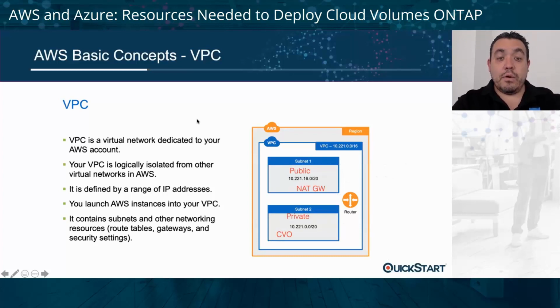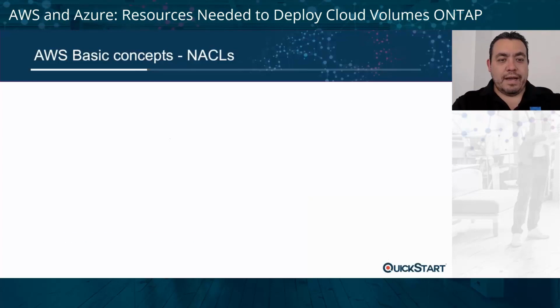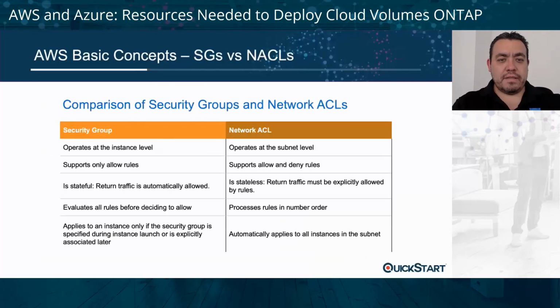Okay, and then your CVO needs to have a route to the NAT gateway so we can go and access Cloud Central and we can get updates on CVO. Okay, so if we make a quick review: VPC, subnets, gateways, routes, CVO, Cloud Manager, and then routes between your different subnets. Okay, so those are the resources that we need, guys, so we can deploy CVO.